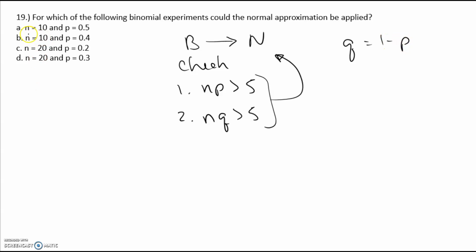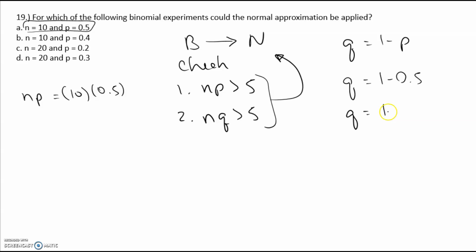Okay, so you would go through, say, this first one right here. So there's your n times your p. So you take 10 times 0.5, get that number. And then you could find q, so 1 minus 0.5. So q would be 0.5. So you take n times q, and you would get 10 times 0.5, which both of these come out to 5, which is not greater than 5. Okay, it's equal to 5, so it can't be the first one. And you do that for every single one of them.